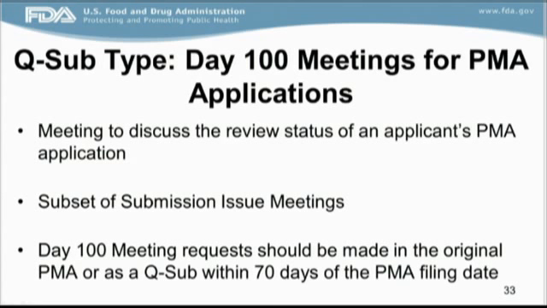Prior to the meeting, FDA will inform the applicant in writing of any identified deficiencies based on an interim review of the entire application and what information is required to correct those deficiencies. FDA recommends that applicants request a Day 100 meeting in their original PMA application or as a Q sub no later than 70 days from the PMA filing date so that FDA has sufficient time to schedule the meeting.